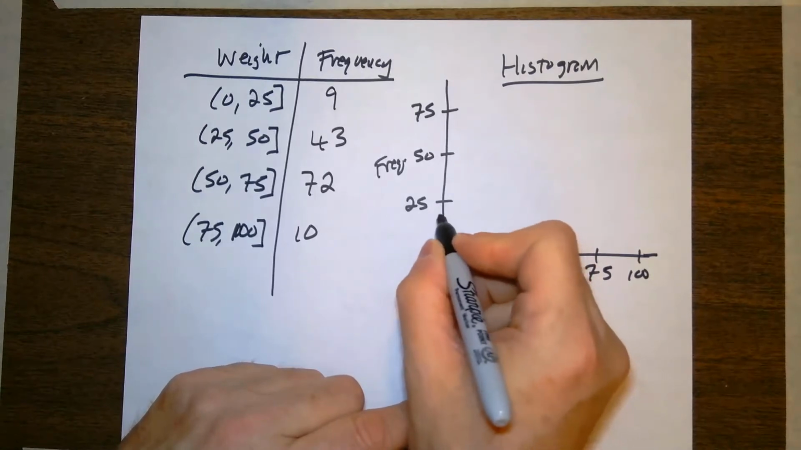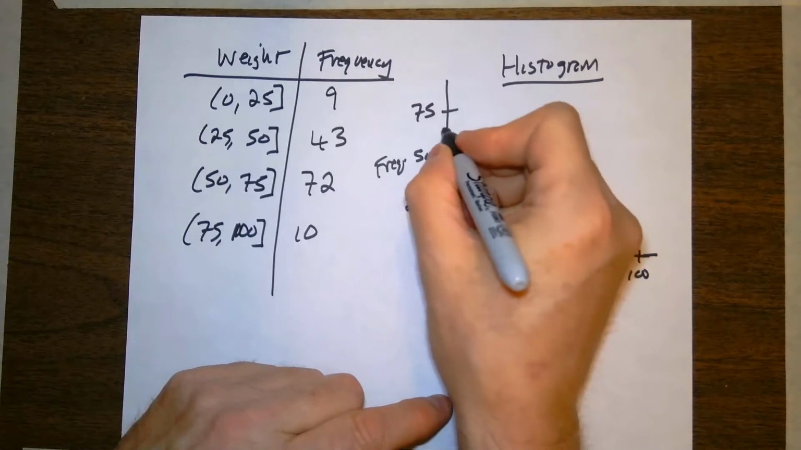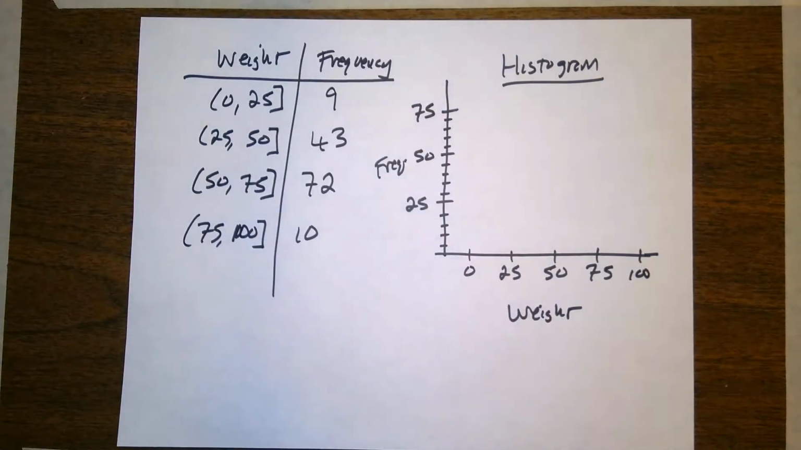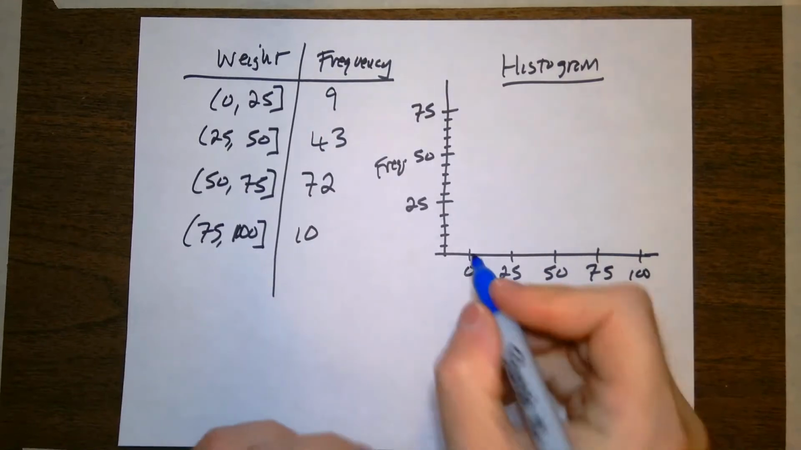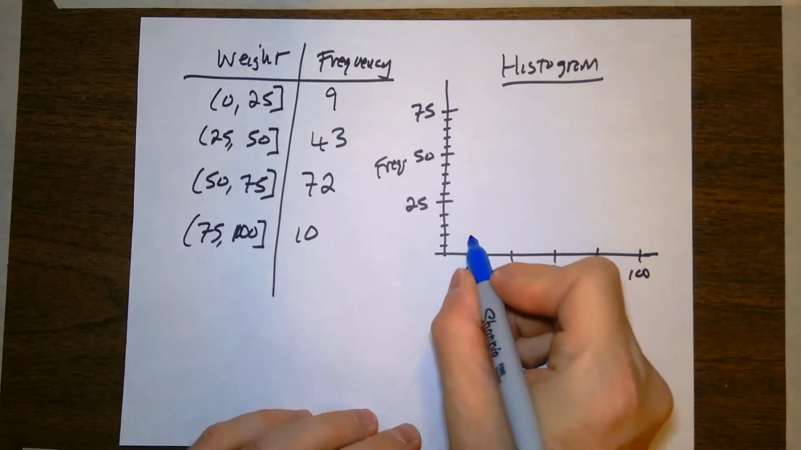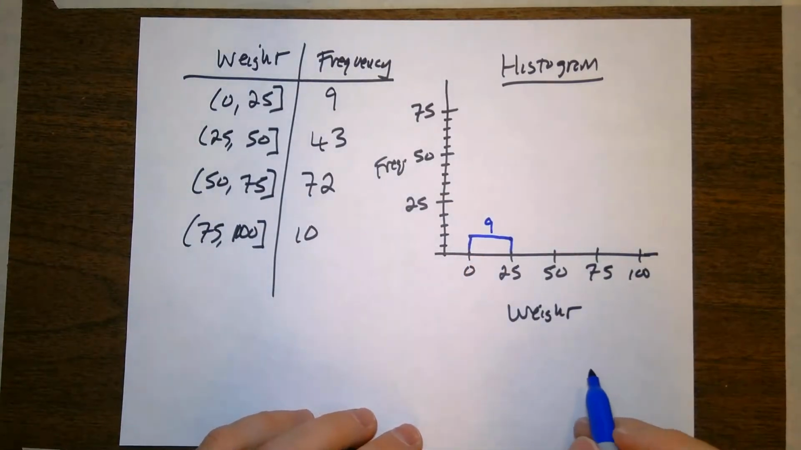5, 10, 15, 20, 25. 5, 10, 15, 20, 50. 5, 10, 15, 20. And of course, if this was a nice project or something, I think I would make a much nicer graph of this. All right, so in the first category, 0 to 25, there were 9. So my first, a little bit short of my 10 mark, there was only 9 here.